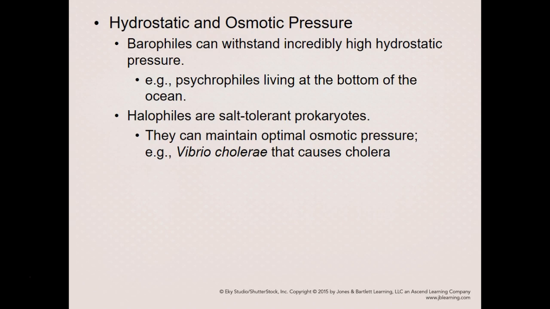Halophilic organisms are salt tolerant, unless you're an extreme halophile. Then you might be a salt-loving organism. And they can maintain their own osmotic pressure by pushing salt out of the environment or pulling more salt in. And so Vibrio cholerae, which causes the disease cholera, is an example of a halophilic organism that can influence its own osmotic pressure.